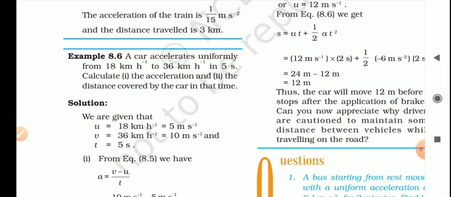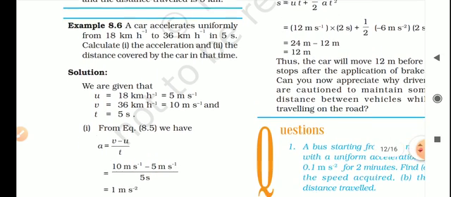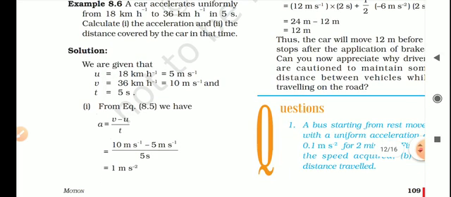So whenever you have to convert kilometer per hour into meter per second, multiply the kilometer per hour value by 5 by 18 and you will get the answer in meter per second. So u will be equal to 18 km per hour. If you multiply this by 5 by 18, you will get 5 meter per second. Final velocity v equal to 36 km per hour, which is equal to 10 meter per second, and time is 5 seconds. So acceleration will be equal to v minus u divided by t. 10 minus 5 divided by 5, this will be equal to 1 meter per second square will be the acceleration.